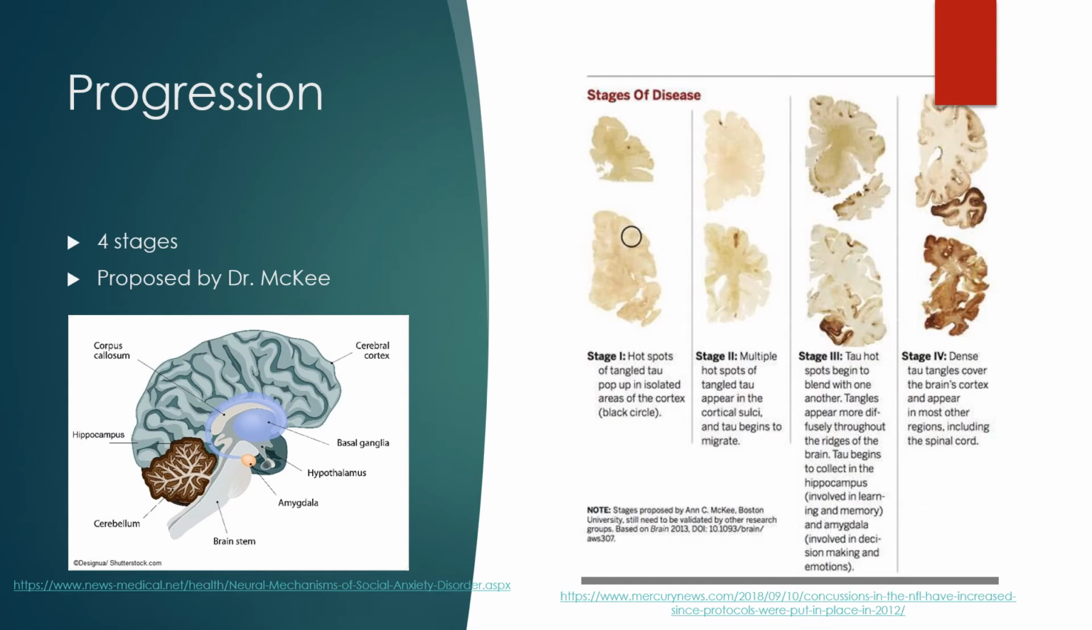Stage 3 occurs when tau clumps begin to enlarge and blend together and appear more diffuse throughout the ridges of the brain. Stage 3 is also characterized by tau accumulation in the hippocampus and amygdala. Stage 4 involves dark, dense tau accumulation covering the cerebral cortex and almost all other brain regions, including the spinal cord.